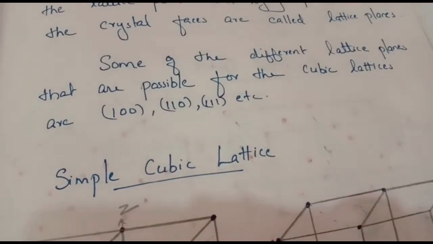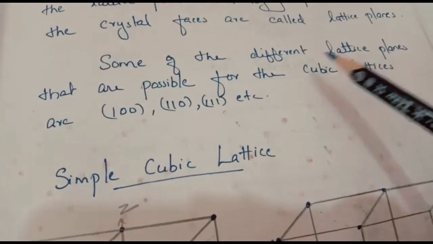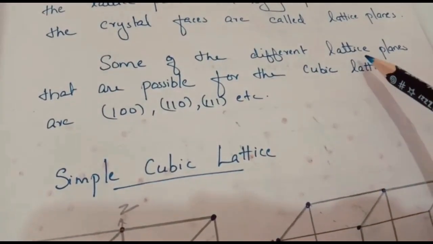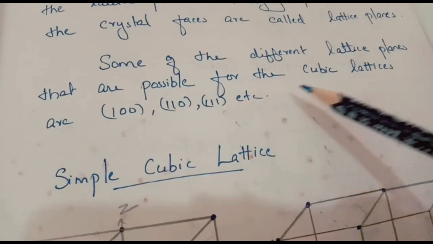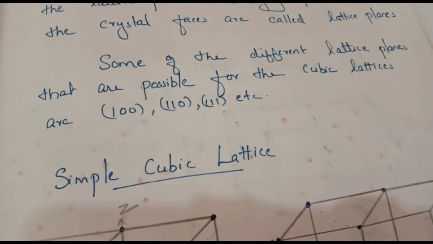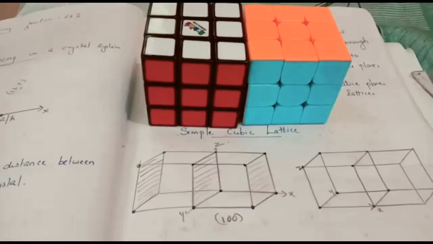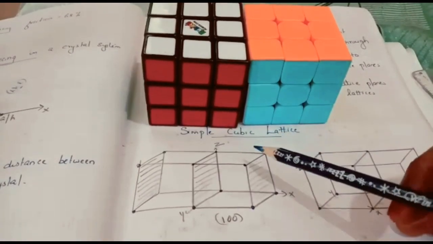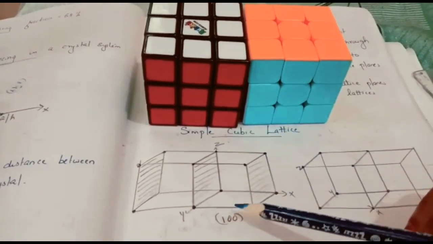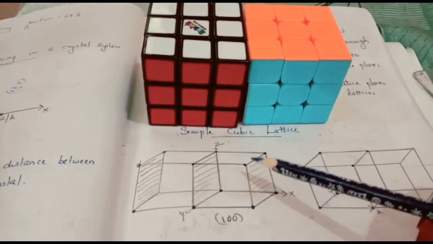Now we will discuss some of the different lattice planes that are possible for the cubic lattices, like 1 0 0, 1 1 0, 1 1 1 plane, etc. Now we will draw each plane in simple cube, face centered cube and body centered cube. First we will discuss how to draw the 1 0 0 lattice plane in simple cubic crystals.